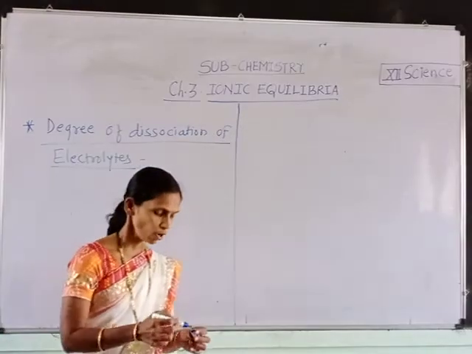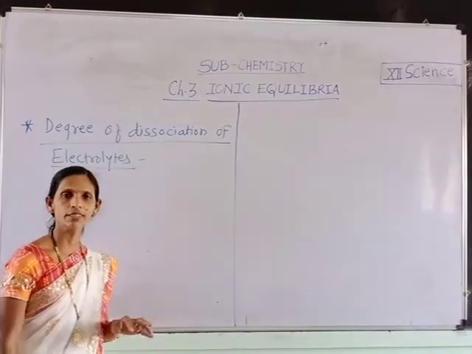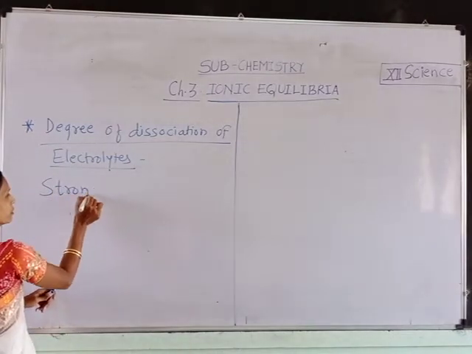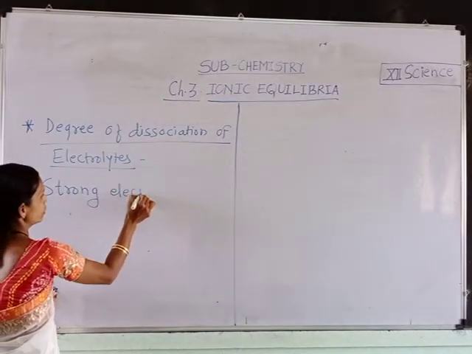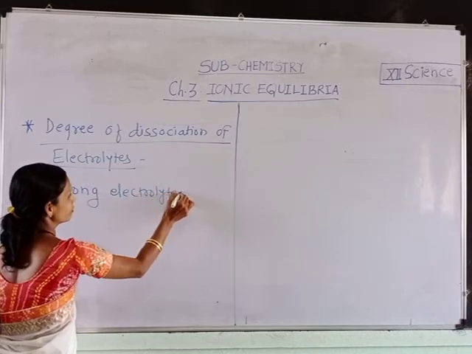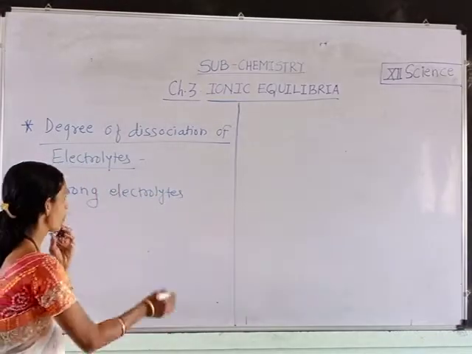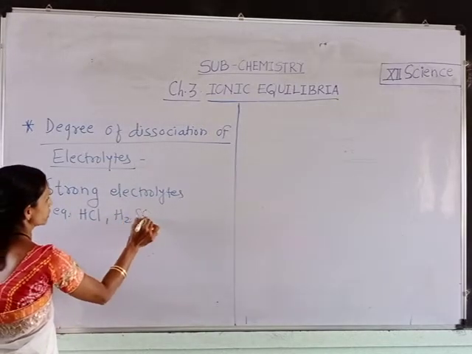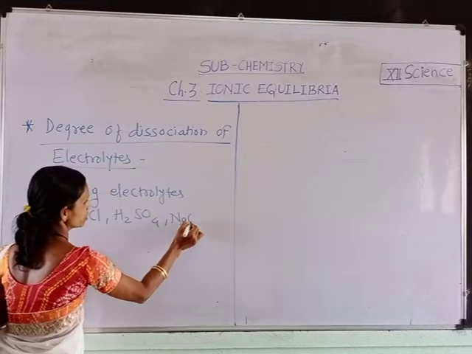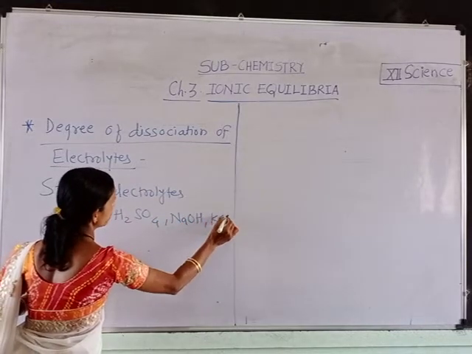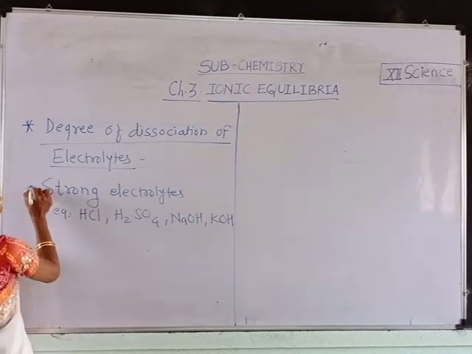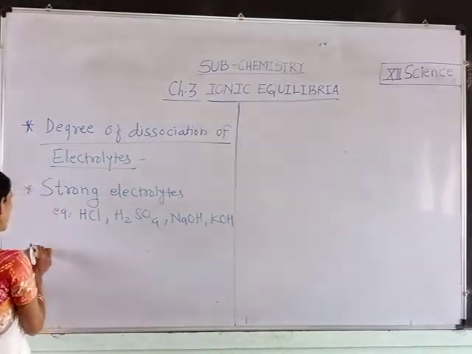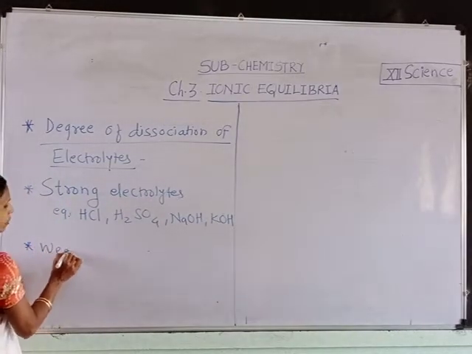See here, all of you studied that electrolytes are of two types. That is, strong electrolytes, for example HCl, H2SO4, NaOH and KOH, are a few examples of strong electrolytes.